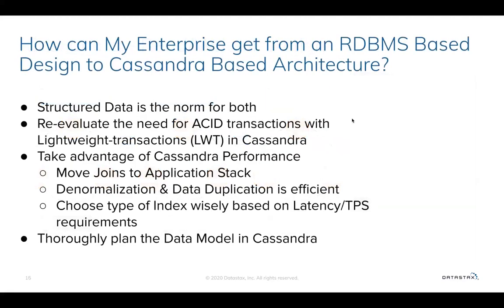So I just want to talk about how can my enterprise get from an RDBMS-based design to a Cassandra-based architecture. One of the key points is that the structured data portion is the key for both systems. In the RDBMS world and in Cassandra, it's more about structured data. Yes, in Cassandra, you can get away with unstructured data, but it's the norm to have structured data for both RDBMS and Cassandra. And you really want to reevaluate the need for ACID transactions.